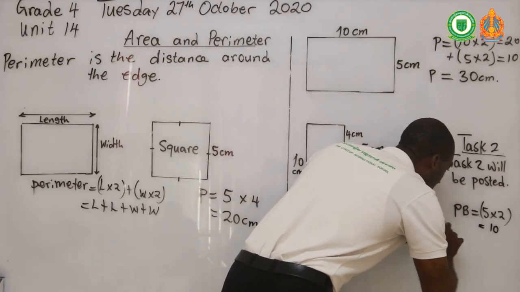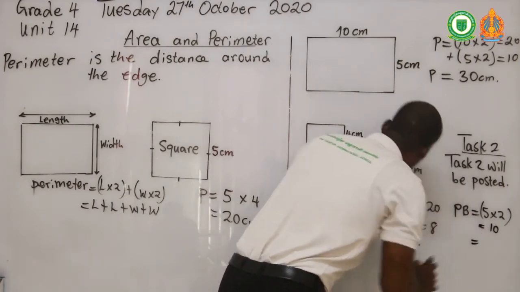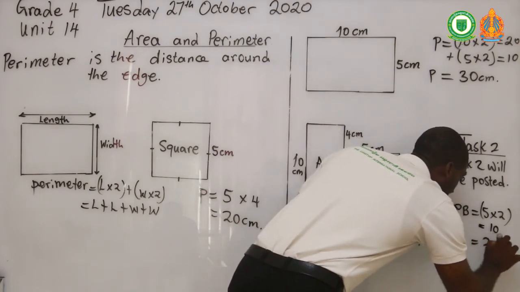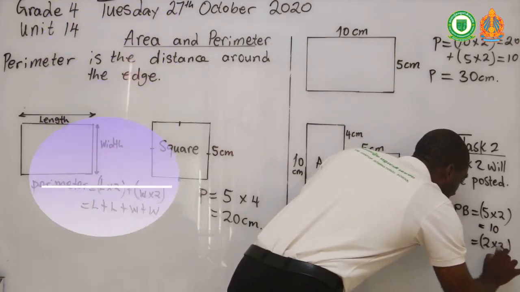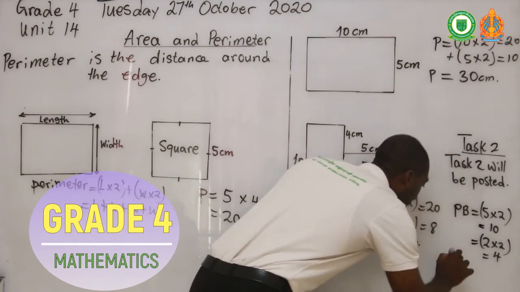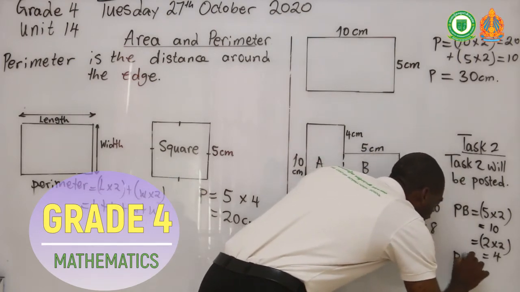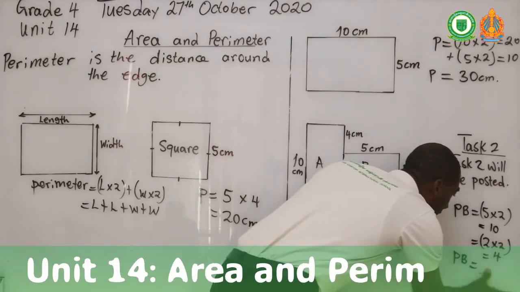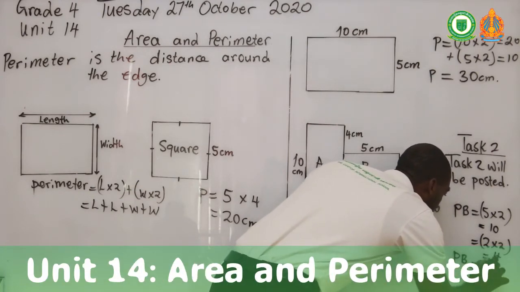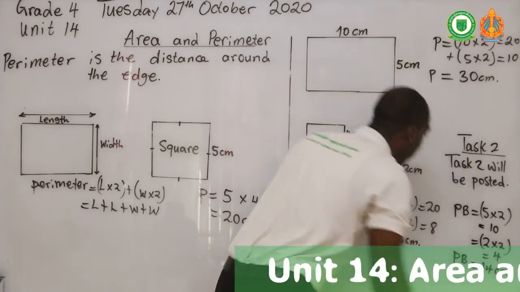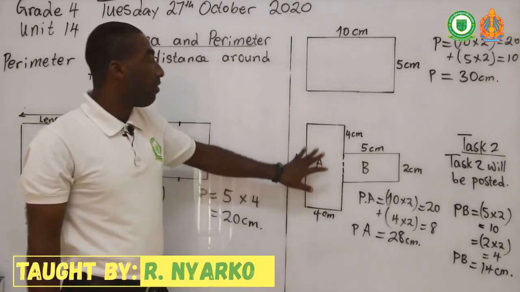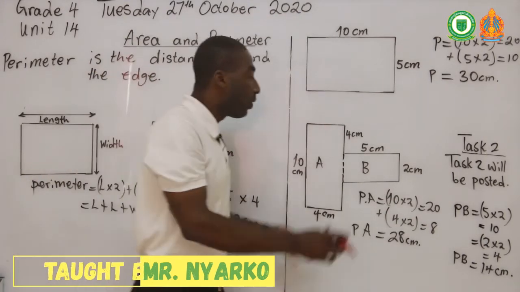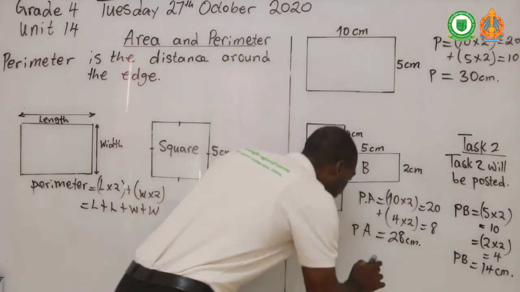And then we look for the other side, which is 2 multiplied by 2, and that will also give us 4. So our perimeter B will be equal to 14 centimeters. Okay, now because we are looking for the whole composite figure perimeter, we need to add the two together.